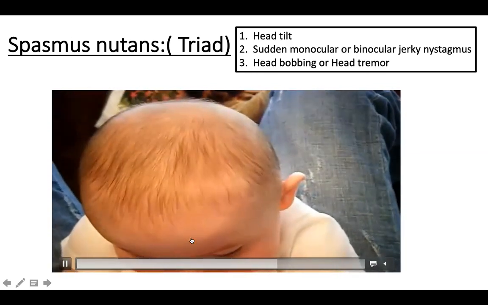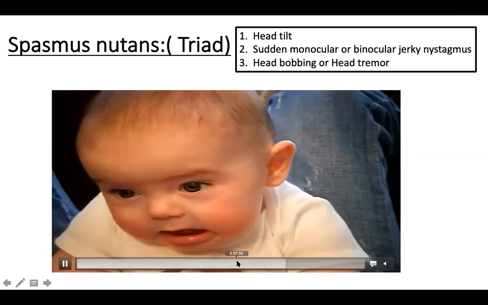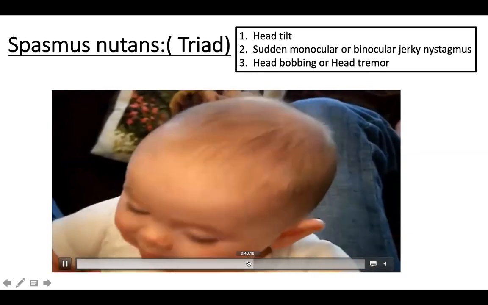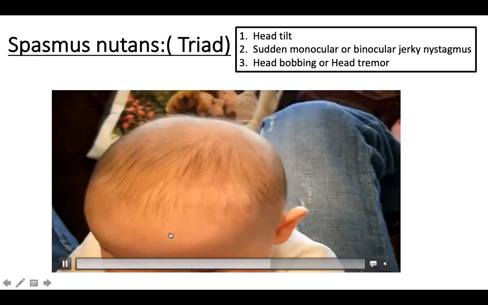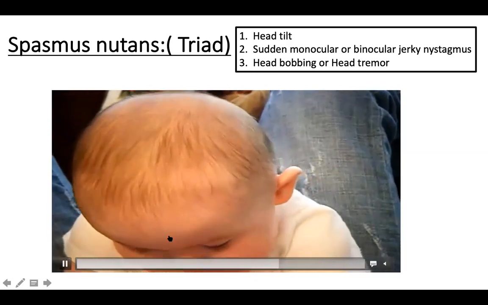Sorry for the delay, I'm just waiting. Yeah, here, exactly. So this is the point. You can look here again. There'll be a sudden head tilt with rapid jerky eye movements. This is known as spasmus nutans.